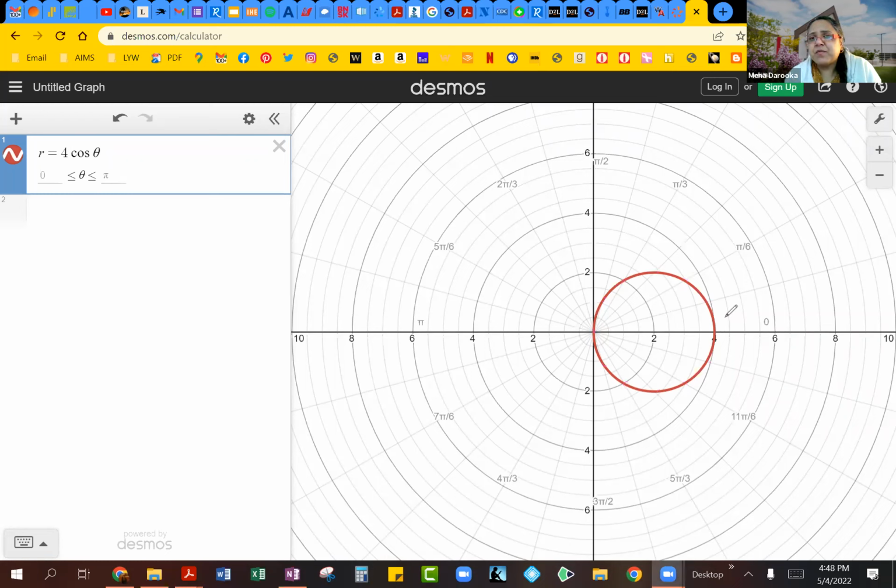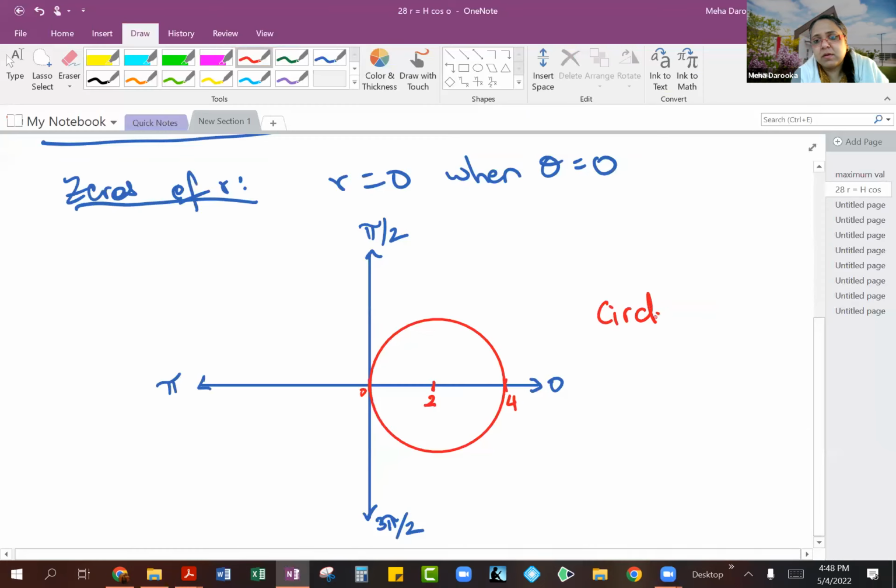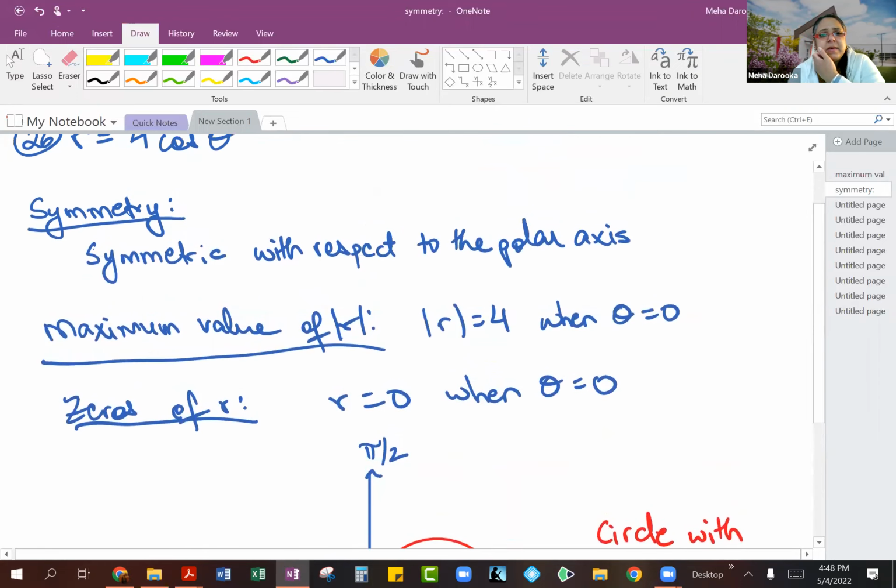So 4 cosine theta basically comes out to be a circle, which has a radius of 2, and it's going to be on the polar axis. But, of course, the main things would be the symmetry, the maximum value, and the 0 for the function. So any questions on this example over here, guys?